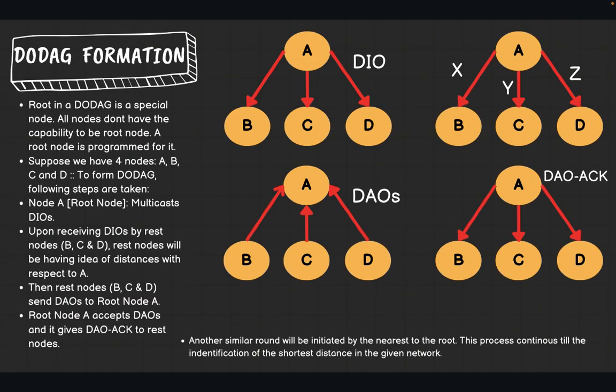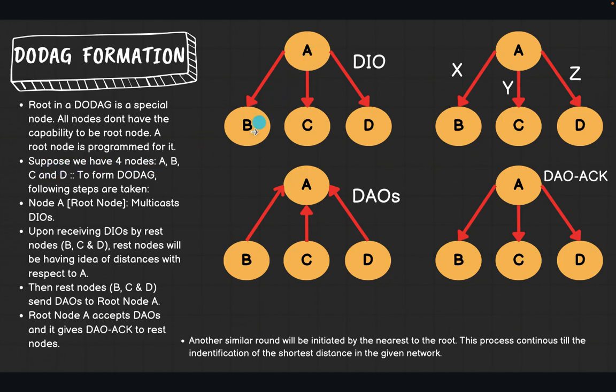And the last information about RPL is how the DODAG formation actually takes place. So let us take the first figure here. Let me read the first point. The root in a DODAG is a special node, this particular node. All nodes don't have the capability to be a root node. A root node is programmed for it.